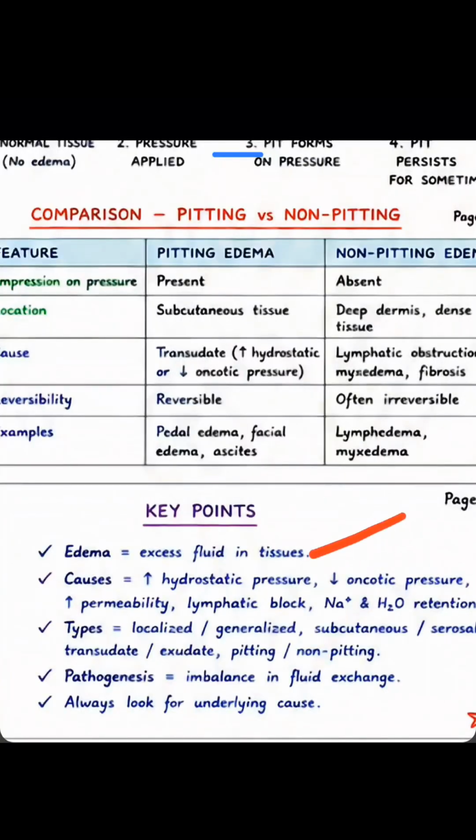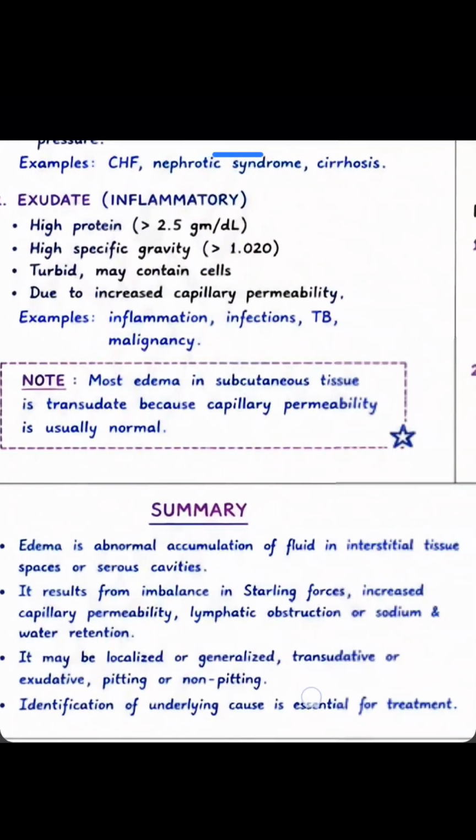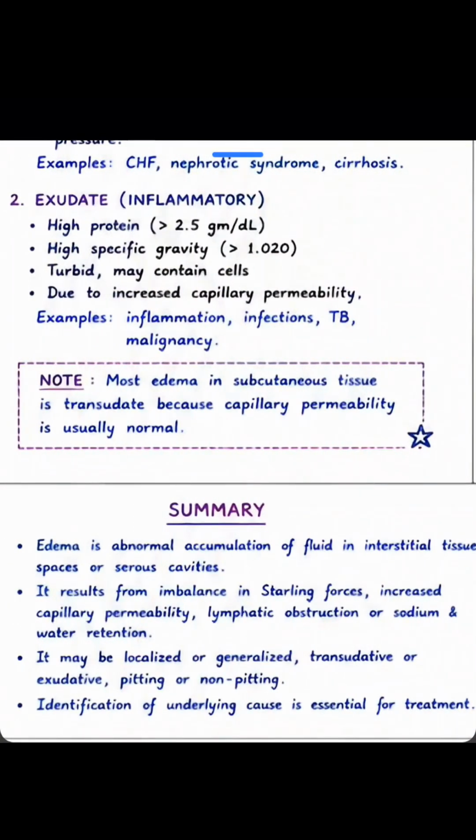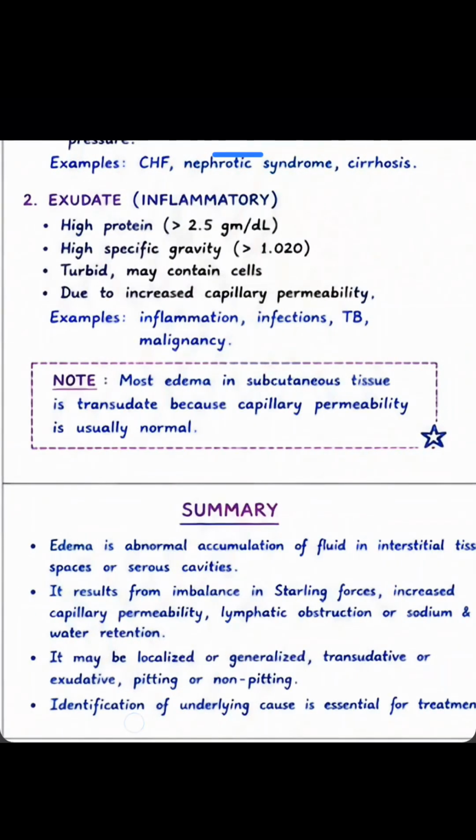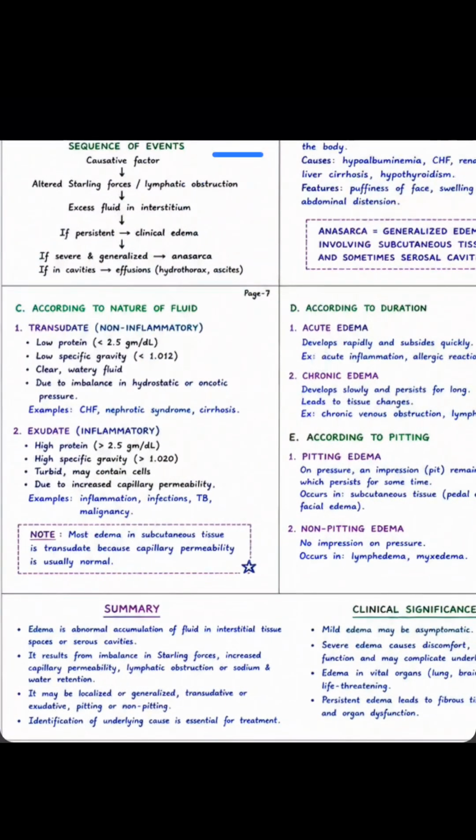Excess fluid in tissues, causes, types, transudate, these are the key points. And the summary is that edema is abnormal accumulation of fluid in interstitial tissue spaces or serous cavity. It results from imbalance in Starling forces, increased capillary permeability, lymphatic obstruction, or sodium and water retention. It may be localized, generalized, transudative, exudative, pitting or non-pitting. And identification of the underlying cause is essential for treatment.